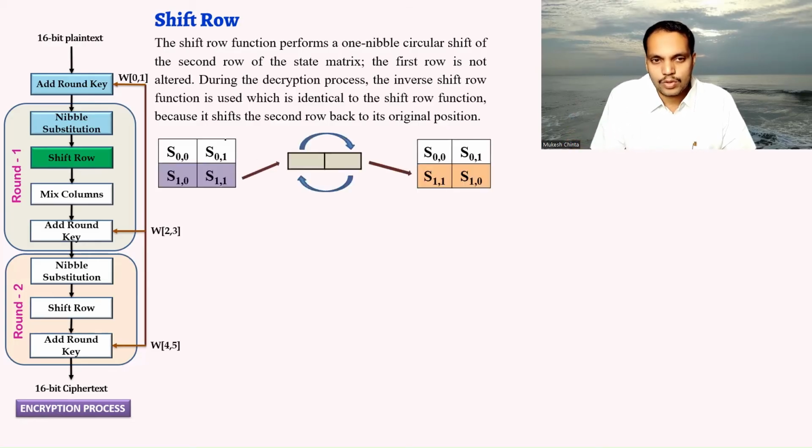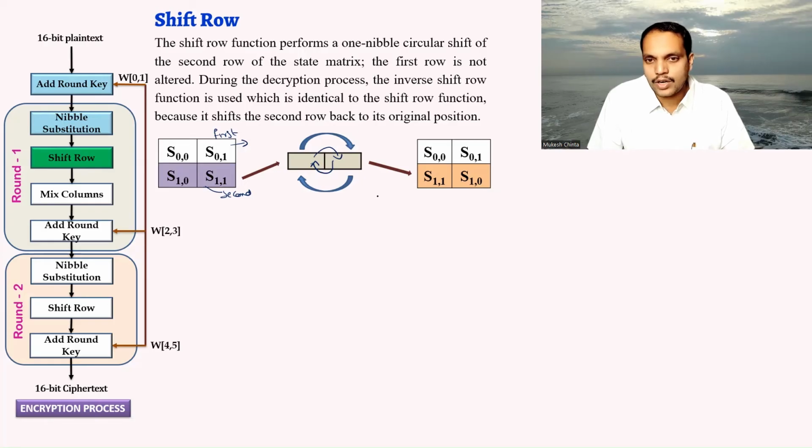Let me show you. So this is my state matrix usually. What I'm doing is, I'm going to leave this first row unaltered. I'm not going to change anything. This is the first row and this is my second row. I'm only going to take the second row and perform a one nibble circular shift. So S10 goes here and S11 comes here. You can see these two are interchanged, and that is what we call the shift row operation.